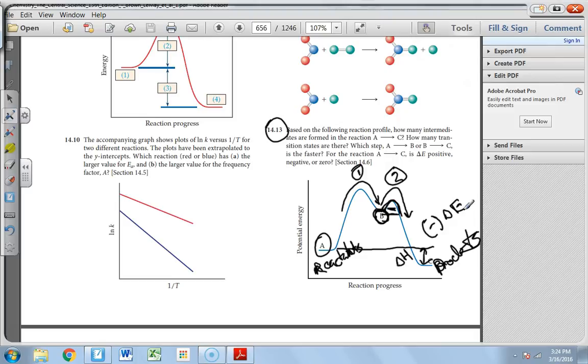Now, I get that you probably don't know what delta E is, but it's just the change in energy. So if you have energy here and it's being released, it's a negative enthalpy, the amount of energy and enthalpy are related pretty closely. So that explains what's going on with 14.13.